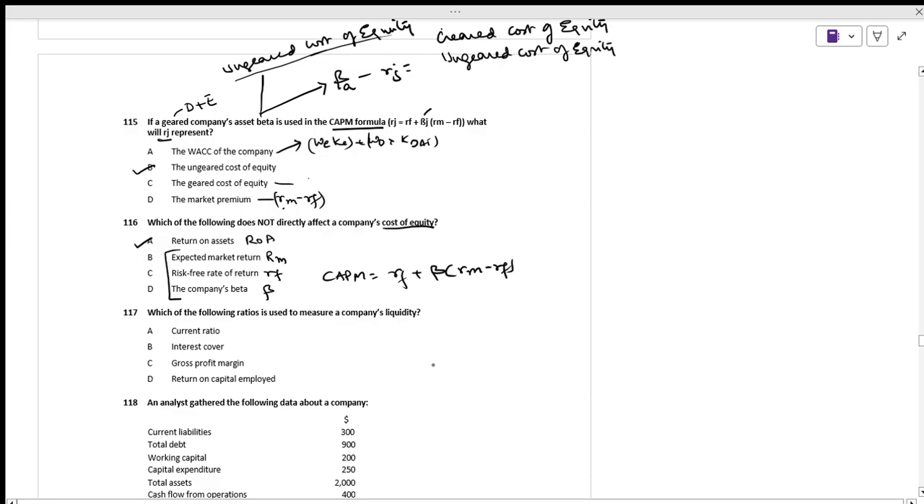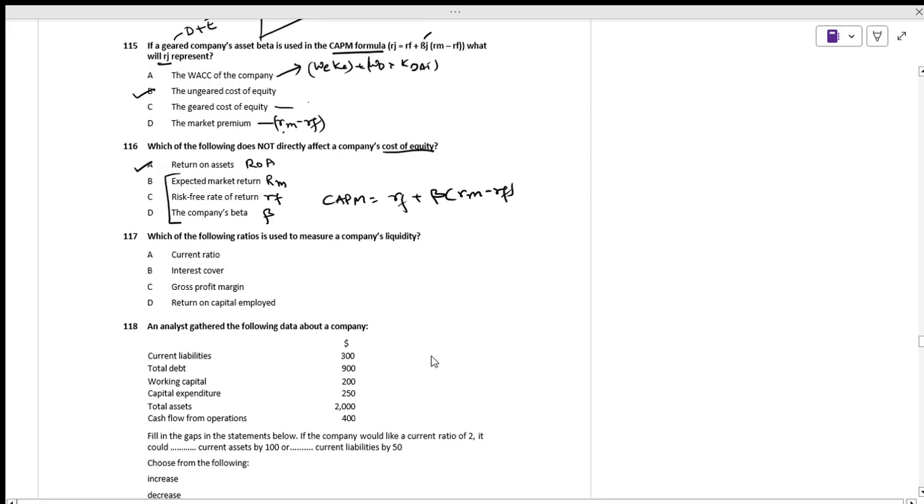Which of the following ratios is a measure of the company's liquidity? What is the liquidity ratio? Current assets divided by current liabilities. Interest coverage ratio, we are not going to use. Gross profit does not belong to liquidity. Return on capital employed does not belong to liquidity.